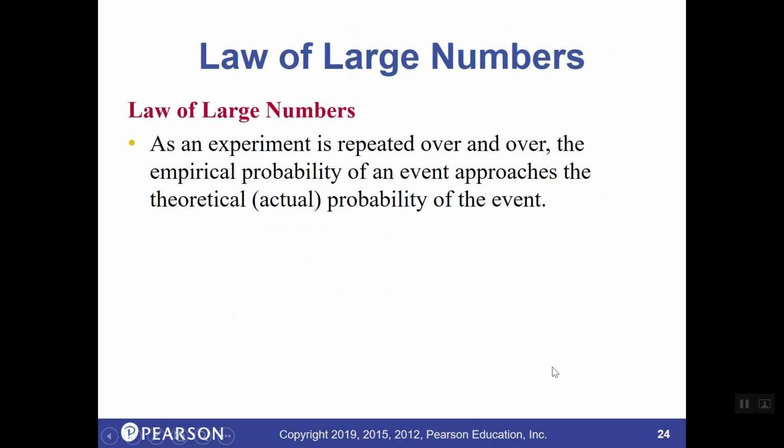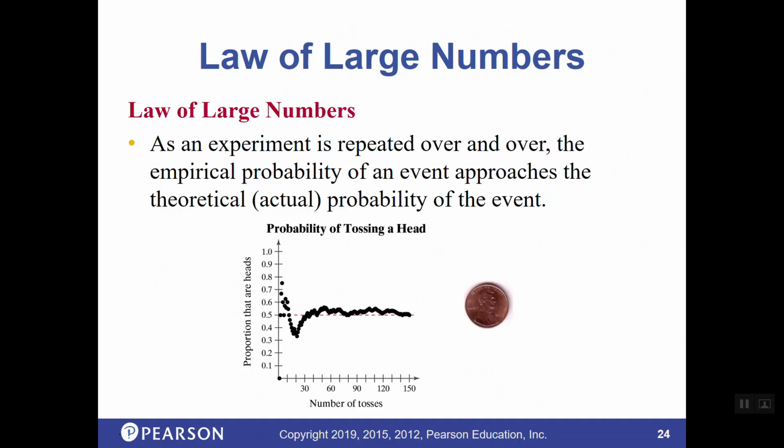Okay, the law of large numbers. As an experiment is repeated over and over, the experimental probability of an event will eventually get closer to the theoretical or the actual probability of the event. So the more you perform the experiment, the closer you're going to get to the book answer, basically.